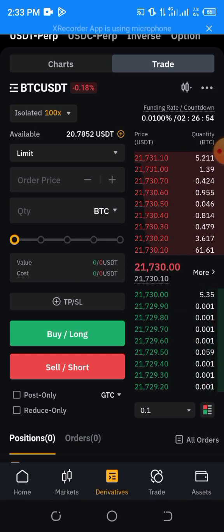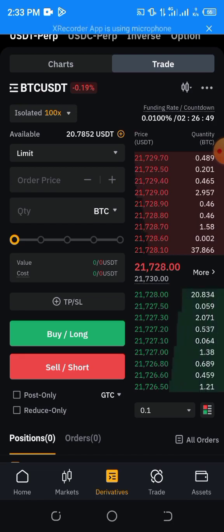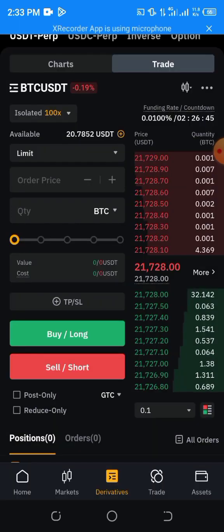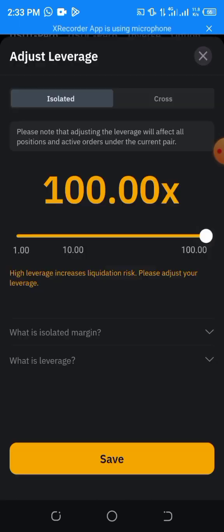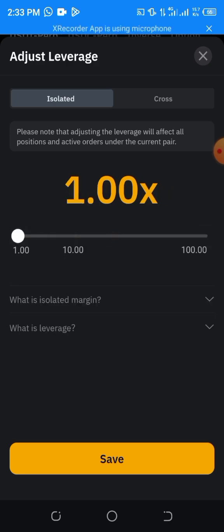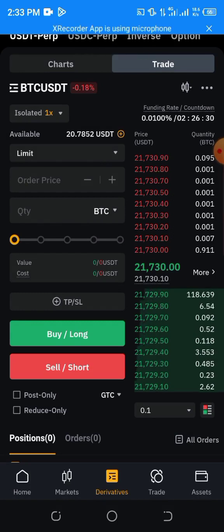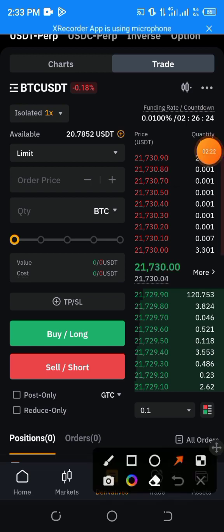So I said I'm going to explain leverage. So I needed money to explain leverage. This is how leverage works. We have 100x leverage here, so I'm going to take it down to 1x so we can see how it works. So at 1x, now I want to buy or sell BTC. The place you're seeing quantity, I hope this doesn't shut down on me again.